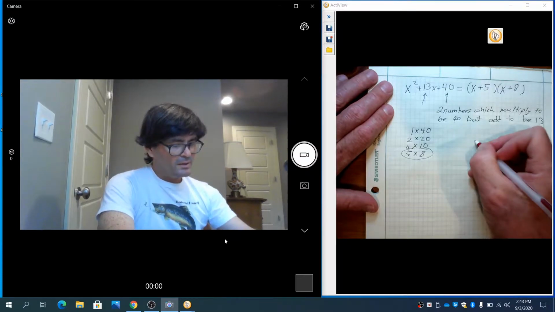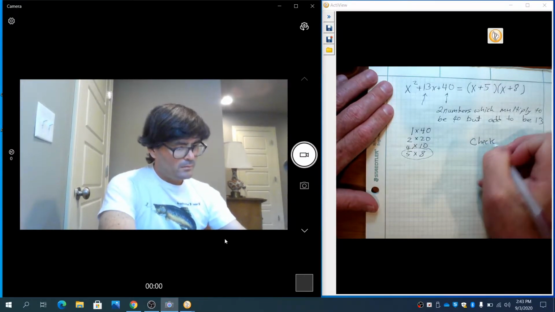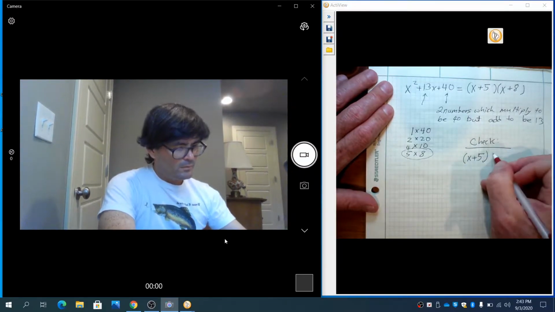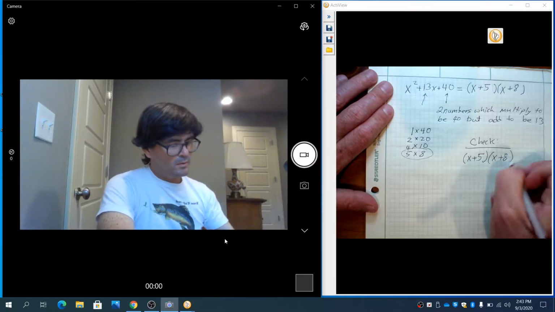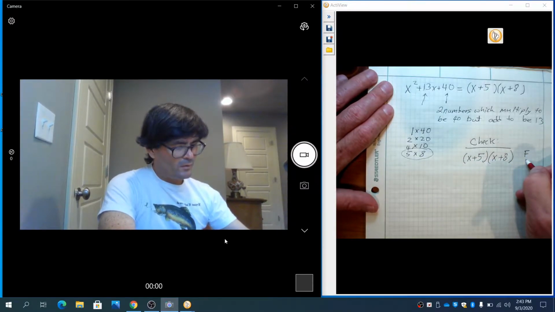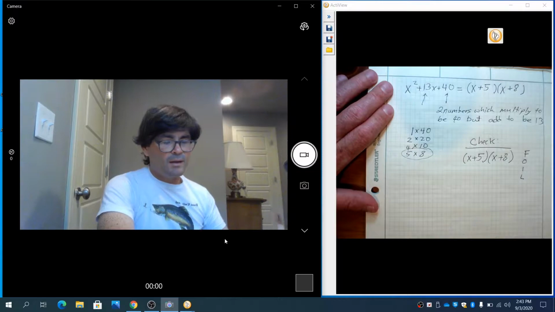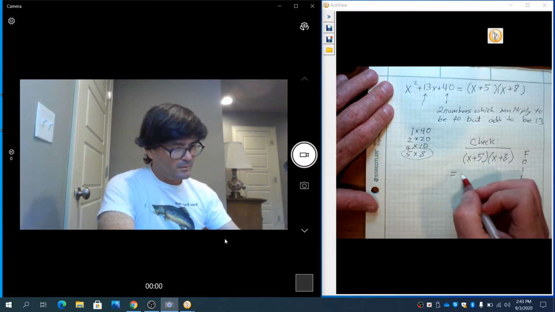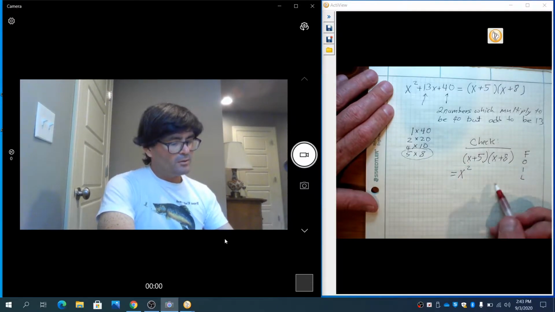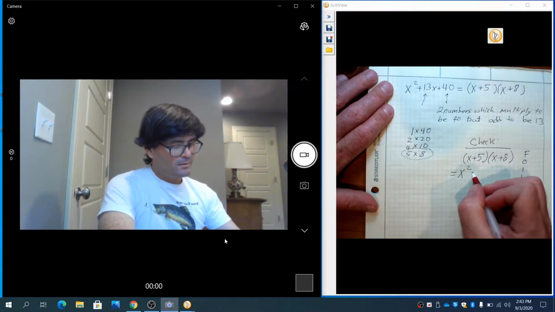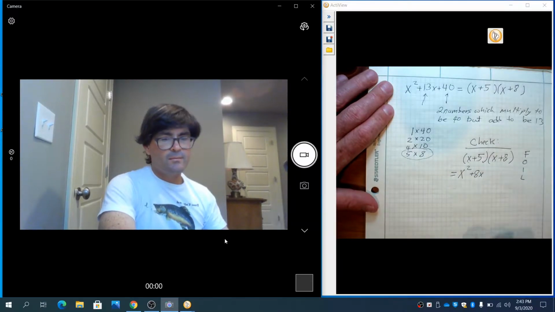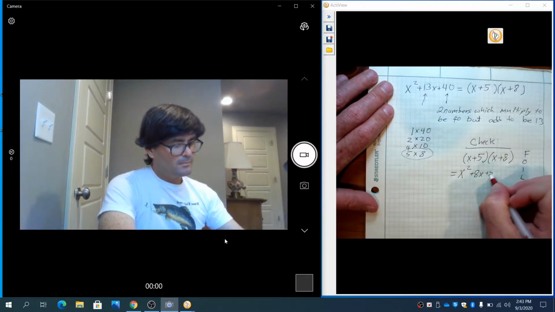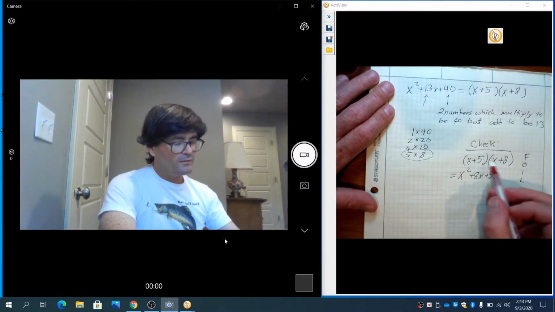And if you wanted to check, you could say we're going to do FOIL: first, outer, inner, last. And this would simply be first is x times x. That's x squared. The outer term is 8 times x. Makes 8x. The inner term is 5 times x. And finally, 5 times 8 is 40.